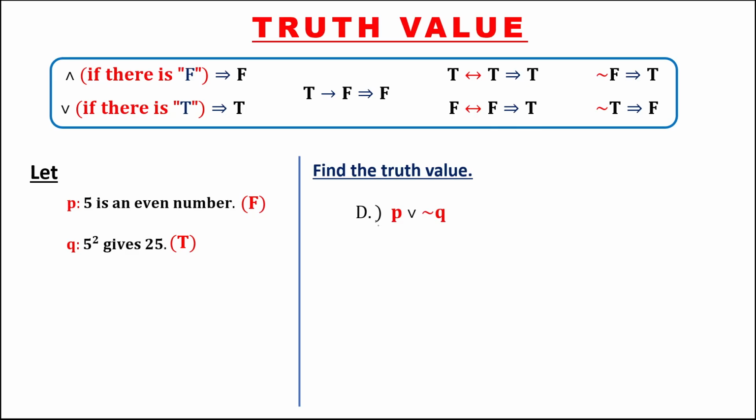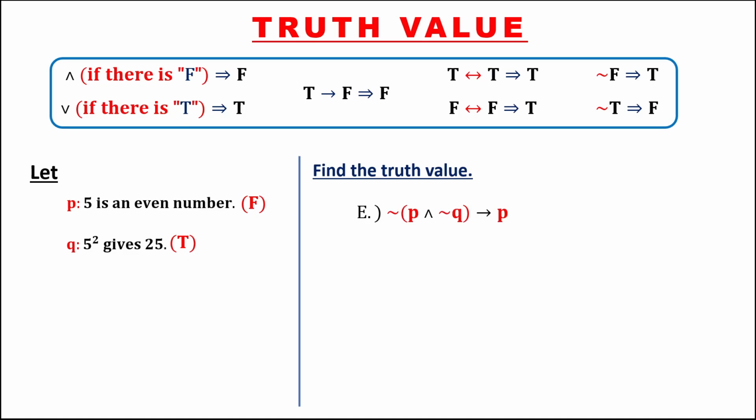Then for this given, P, the truth value is false. Then for this disjunction, the negation of Q, Q is true. Then to simplify, this one is false. Then disjunction, not true, this one is false. So for disjunction, if there is a true, then the truth value is true. Since all false, therefore the truth value for this compound statement is false.